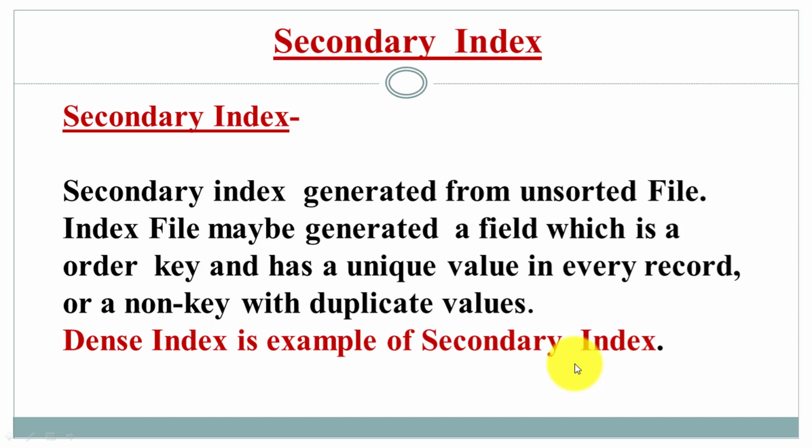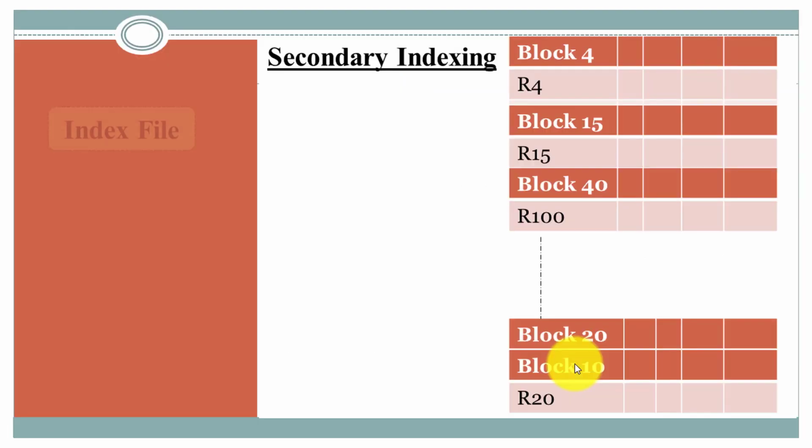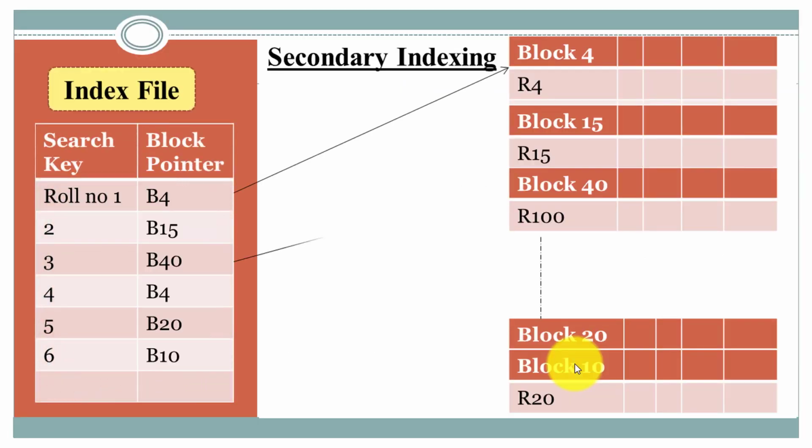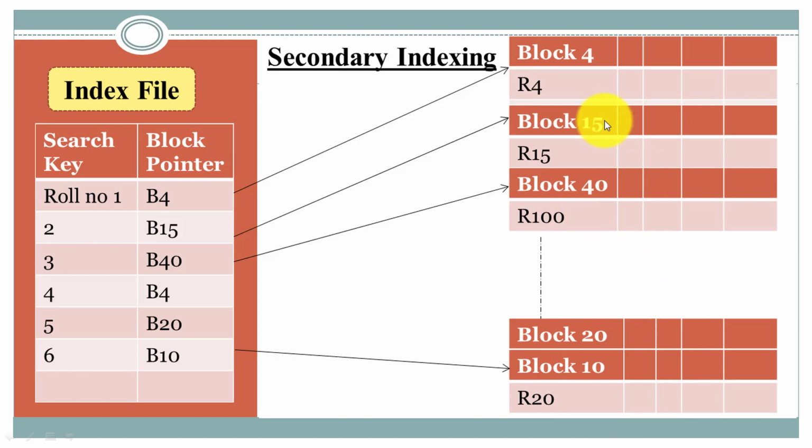So here in this example, the main file is an unsorted file. That is, records can be placed in unsorted form, that is, record 4, 15, 100, 20, etc. So we cannot apply primary index. Here we are able to apply secondary indexing because the file is an unsorted file.